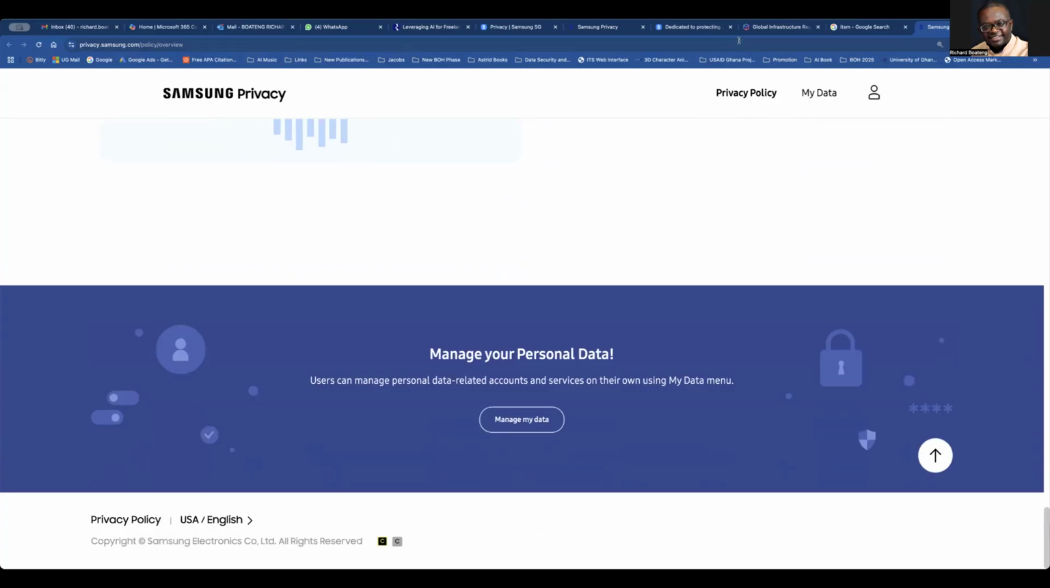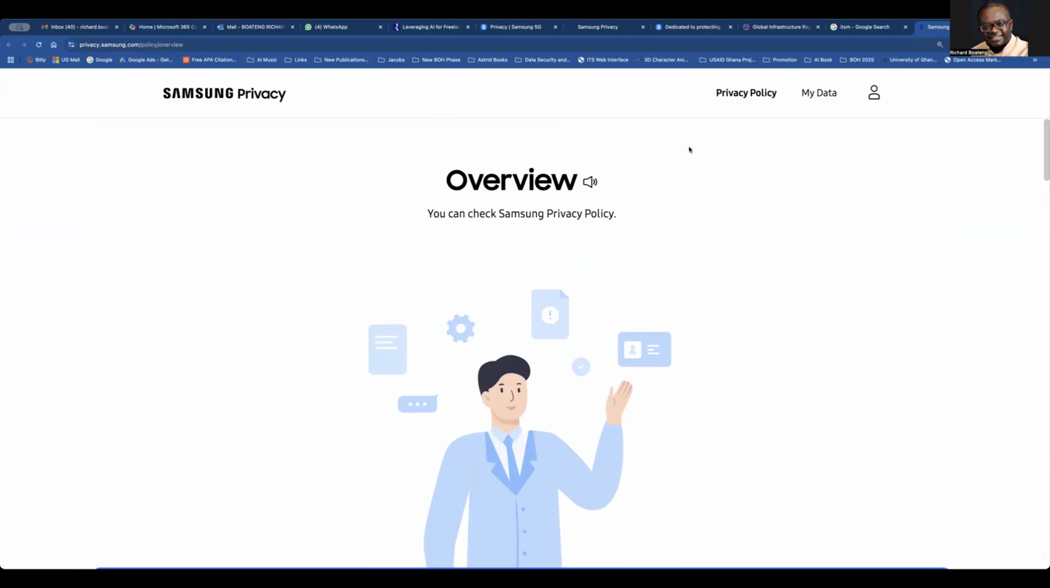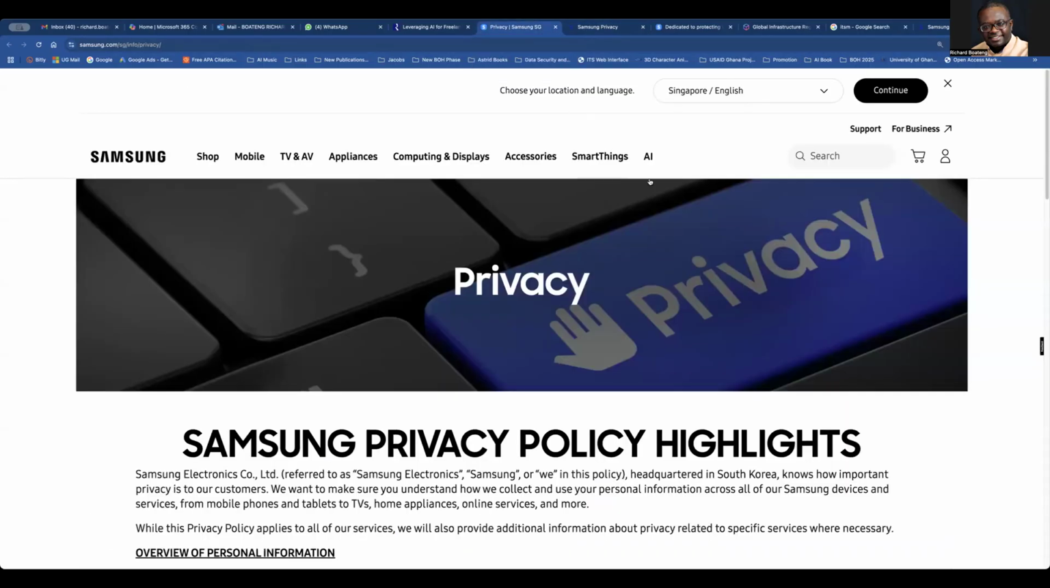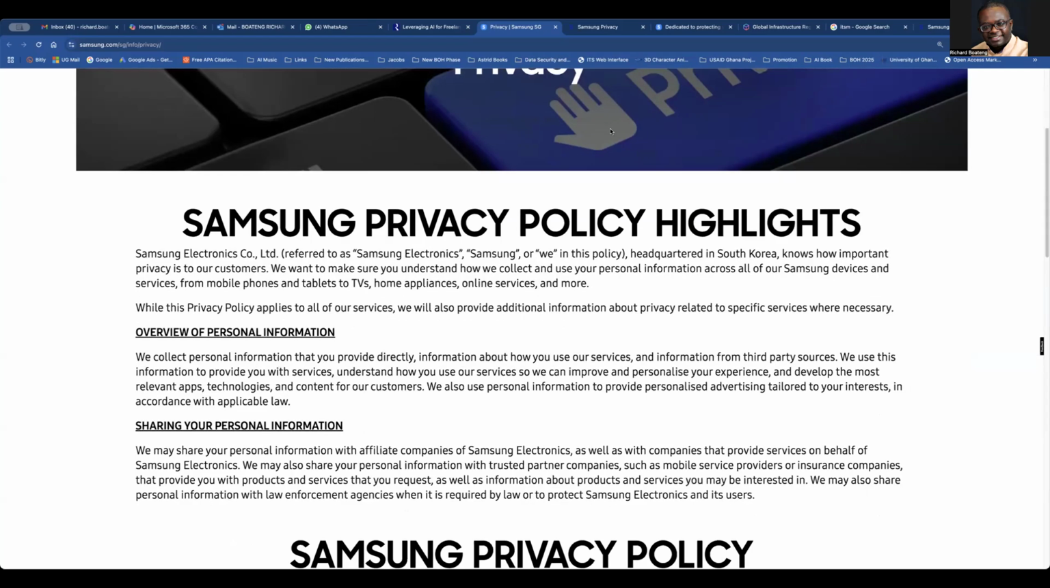Now if you look at this, this is just an overview, and this is on the Samsung global website. However, if you go into, let's say, Samsung Singapore, they try to give you a very detailed one on their website. I know somebody's hand is up. I'm coming.